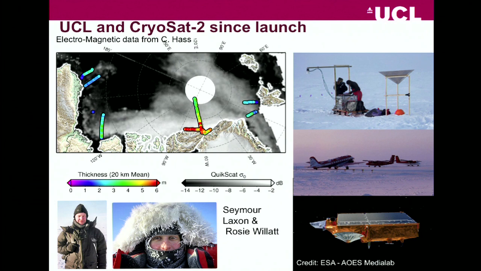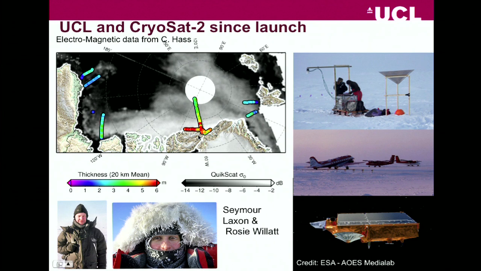What we wanted to do was to be able to sample different ice types. Now, this plot here is data from a guy called Christian Haas, who was also heavily involved in organising and participating and designing this field experiment. He's at the University of Alberta. So this is data from an instrument called Electromagnetic Bird.